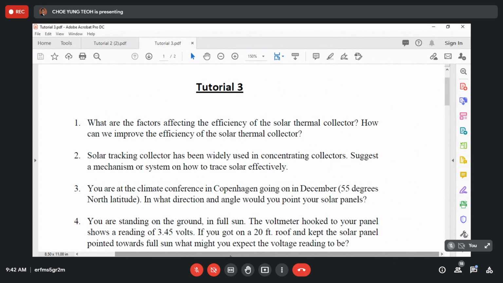And what else? The insulation. Okay, you can talk about the insulation. We can talk about the pump speed. Okay, the flow rate of water inside the tube. And what else? I think normally, as long as you can think of three, then it should be good enough. Okay, but I think there are a lot of factors that will affect the efficiency of a solar thermal collector.